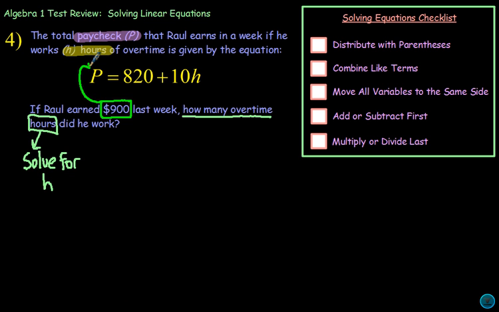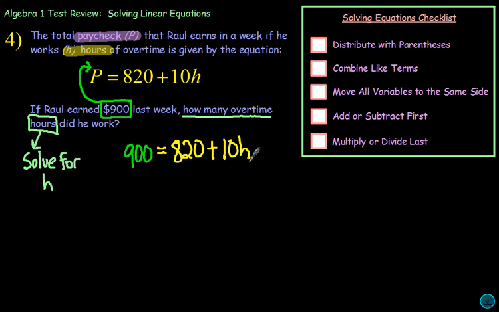So what I'm going to do is substitute, right? That word substitute just means to replace. I'm going to replace the letter P with $900. And then I'm just going to copy everything else that's there: 820 plus 10h. All right, so let's solve it.